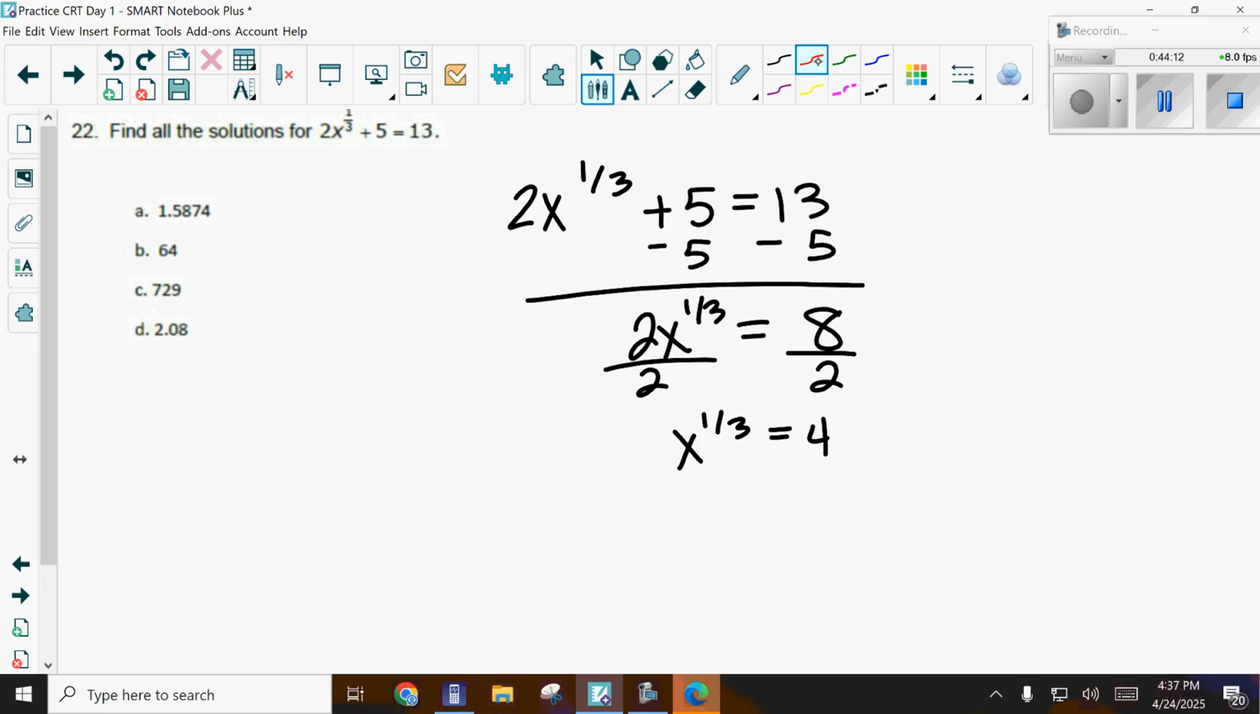Now here's the catch. Anytime you have an exponent that's a fraction, all you have to do is raise it to its reciprocal. Now 3/1 is just 3, so I'm not going to put 3/1 on the other side. So I'll end up with x equals, be careful, that is not 12. 4 to the 3rd power is 64. Again, if you wanted to try to work backwards, you could always try to plug that in and see if it actually gives you that 13.